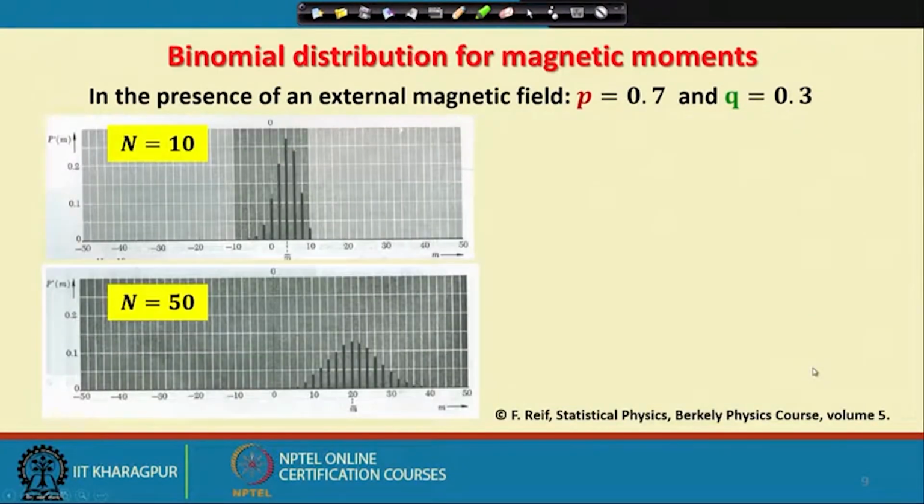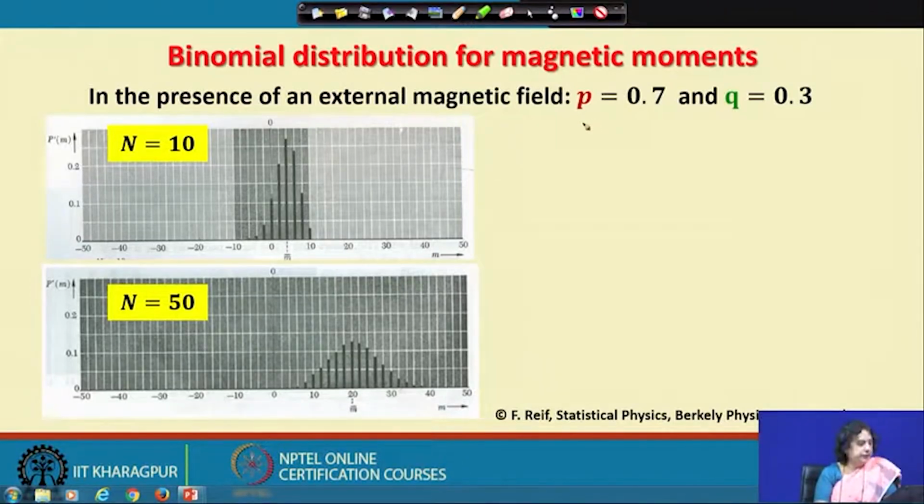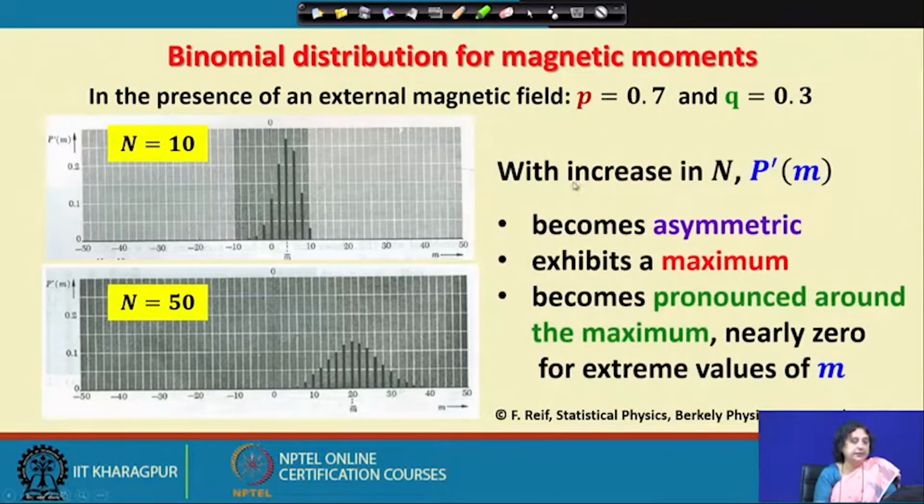Now, with this idea in mind, let us compare the two cases where, in the presence of an external magnetic field, P is not equal to Q. In one case N is equal to 10, that is, there are a total of 10 spin-half particles present, and in the other case 50 spin-half particles are present. So, what should be my major conclusion from a comparison?